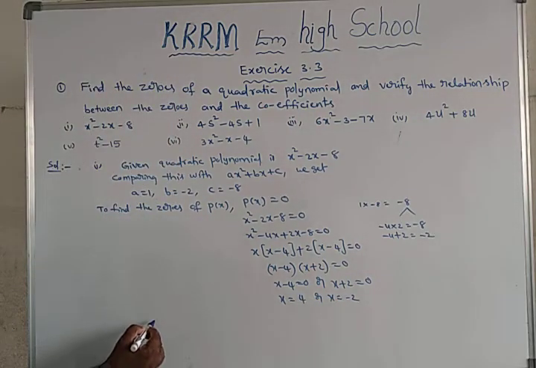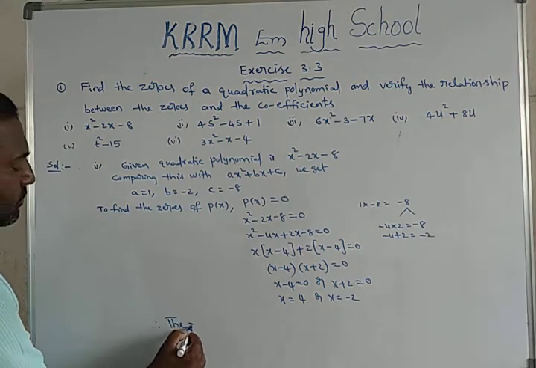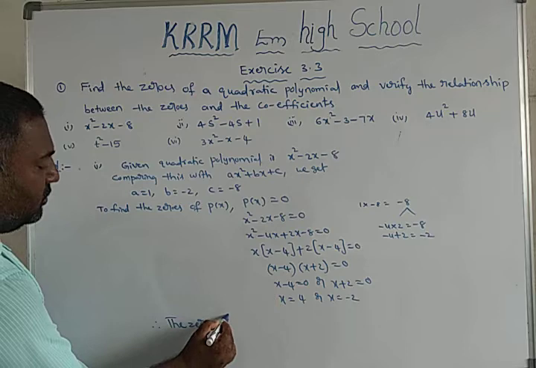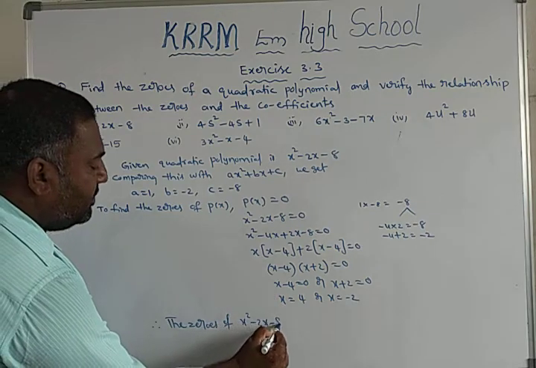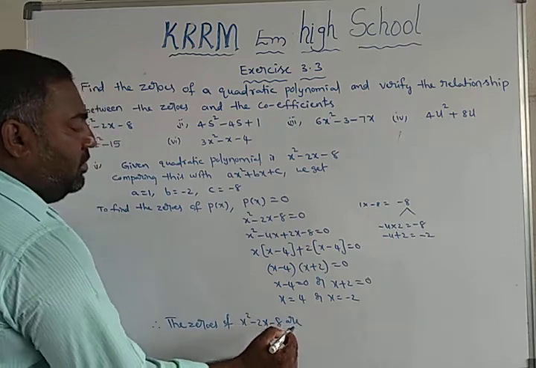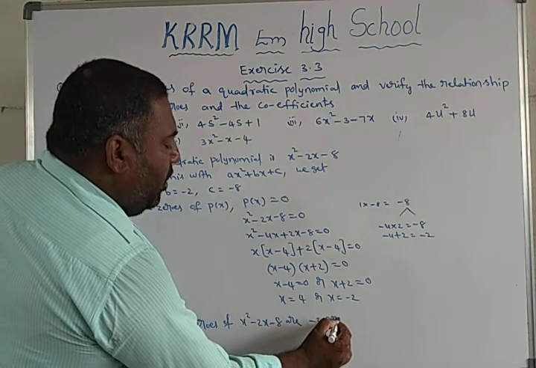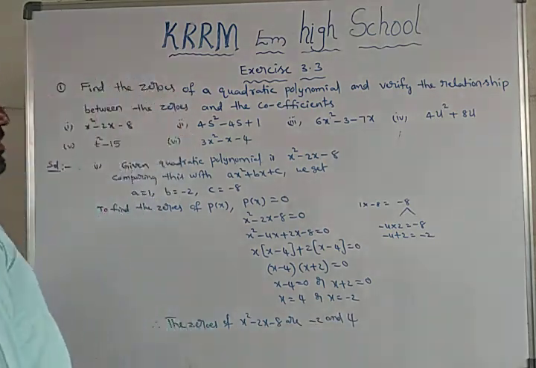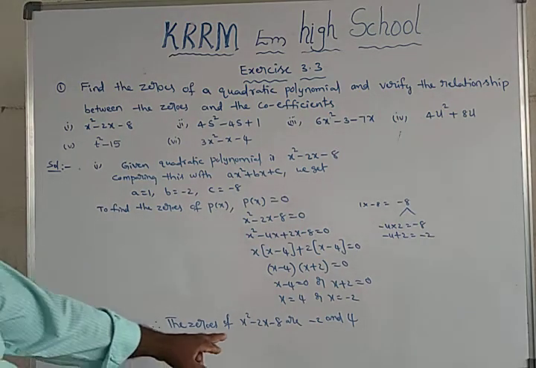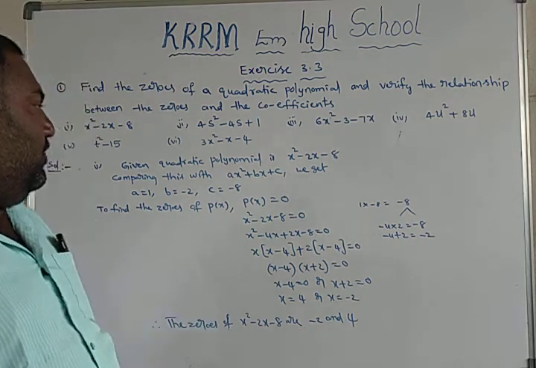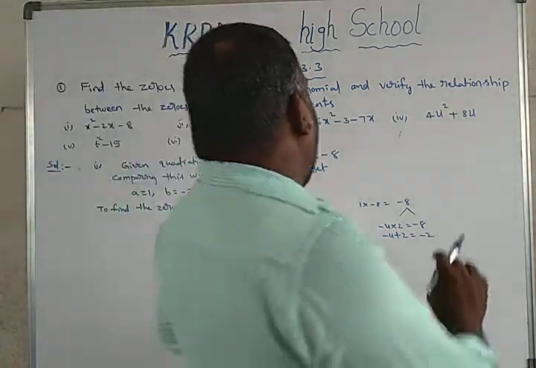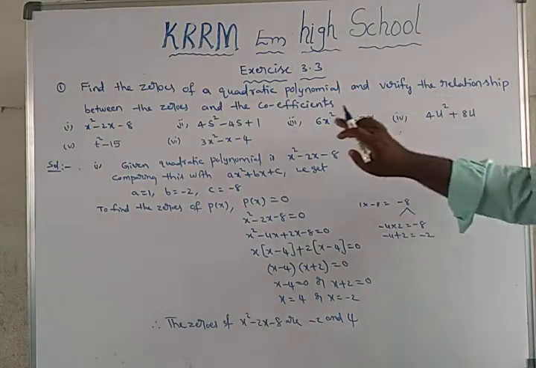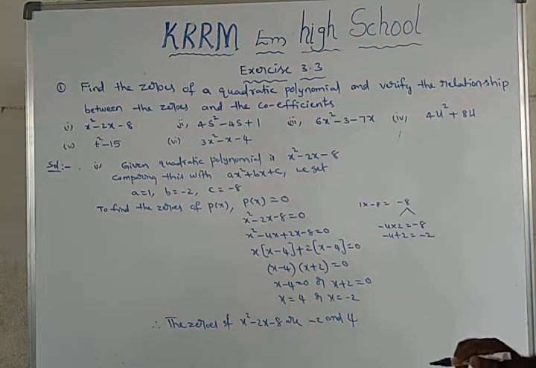Therefore the zeros of x square minus 2x minus 8 are minus 2 and 4. So we found the zeros of this polynomial. Now verify the relationship between the zeros and the coefficients.